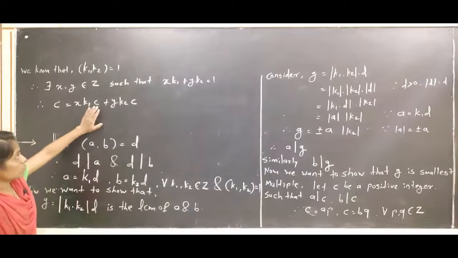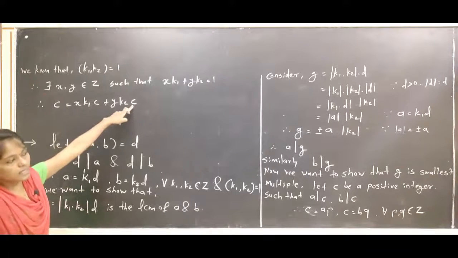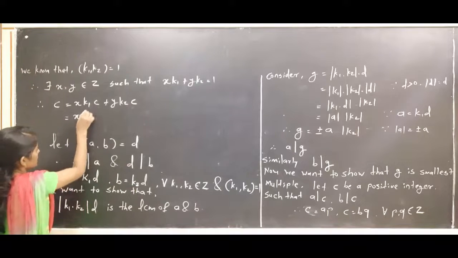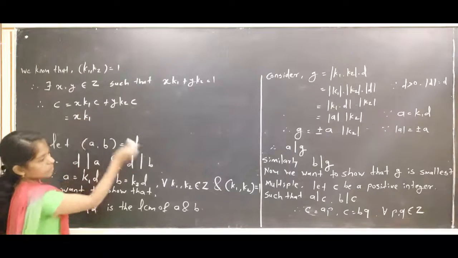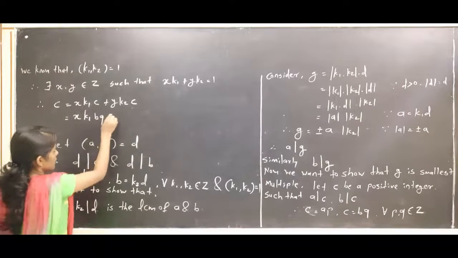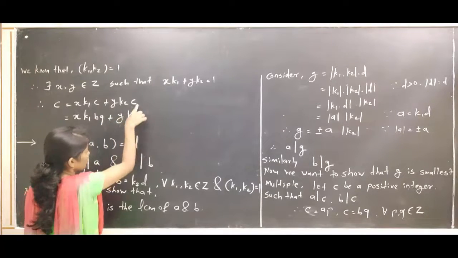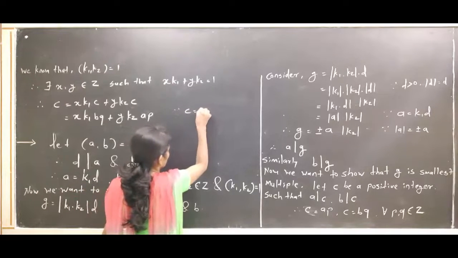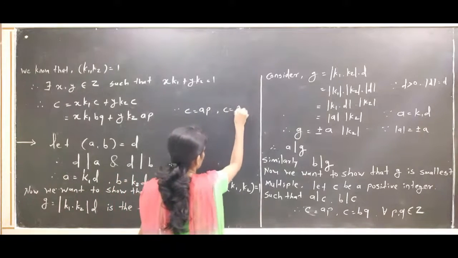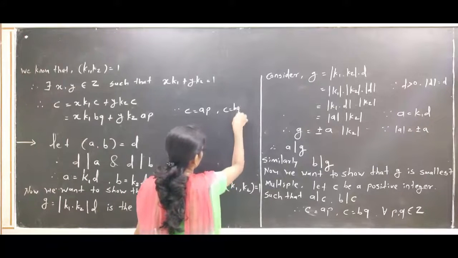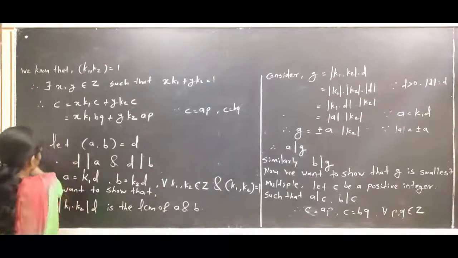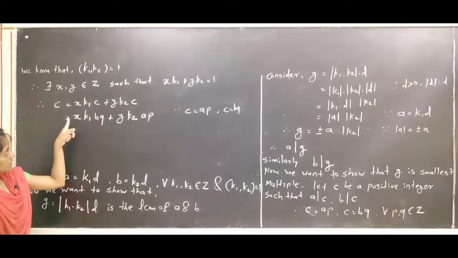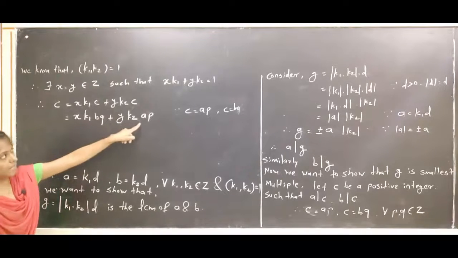Now we substitute the value of c here. C is equal to AP and c is equal to BQ. So here we get xk1c, where we substitute c is equal to BQ, and in yk2c we substitute c is equal to AP, since c is equal to AP and c is equal to BQ. Okay. Now here, see here, xk1bq plus yk2ap.